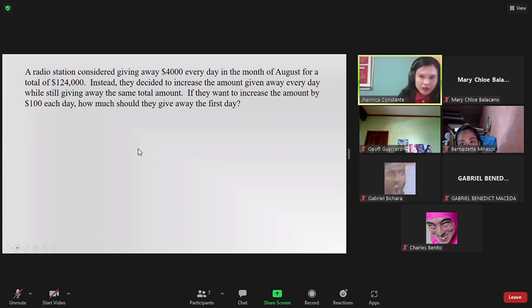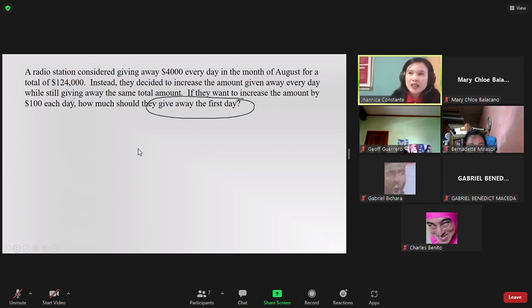For example, we have this word problem. A radio station considered giving away $4,000 every day in the month of August for a total of $124,000. Instead, they decided to increase the amount given away every day while still giving away the same total amount. If they want to increase the amount by $100 each day, how much should they give away the first day? So this is the problem that we have. What we're looking for here is the amount that will be given on the first day.